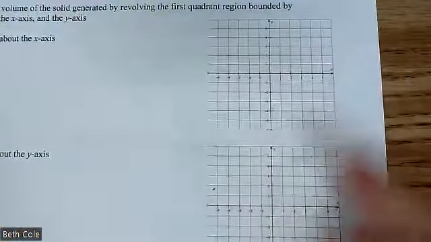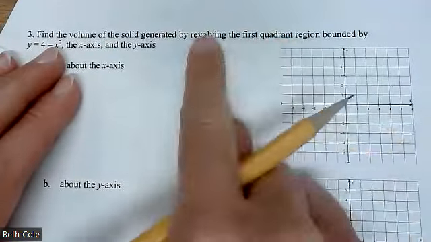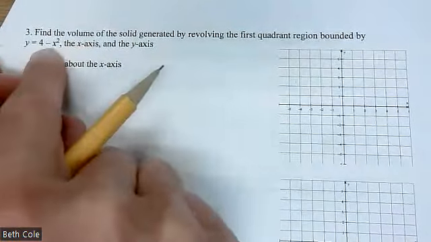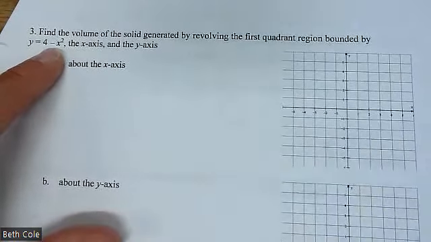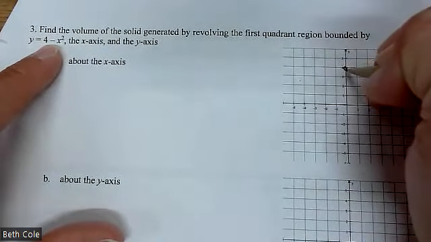We'll do one more together and then I'm going to give you one to try. Find the volume of a solid generated by revolving the first quadrant region. So just the part in quadrant 1. Bounded by, we need some points to plot on here. What can give me 1 point where we can start? 0, 4, perfect.